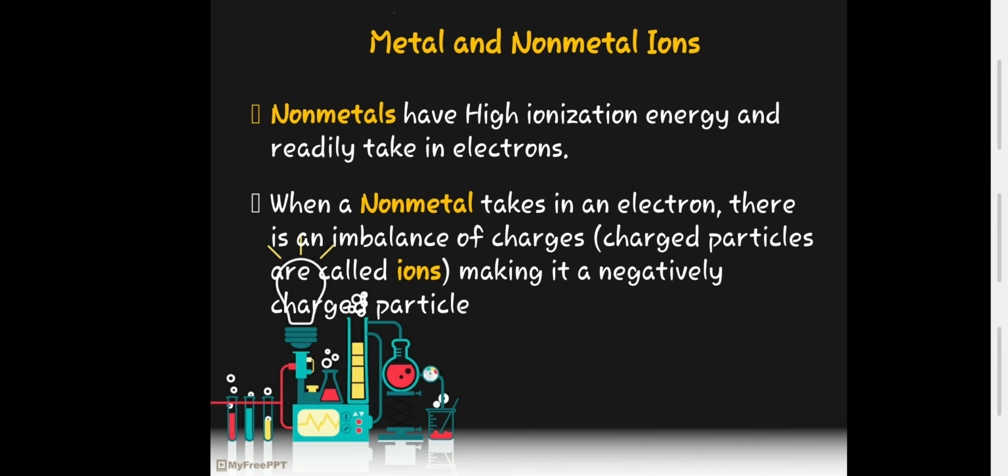Next, non-metals. If metals have low ionization energy because they are positively charged, non-metals have high ionization energy and readily take in electrons, because non-metals are those elements that carry electron charges, or negative charges. So when a non-metal takes in an electron, there is an imbalance of charges. That imbalance, as I've said, is called an ion, making it a negatively charged particle.